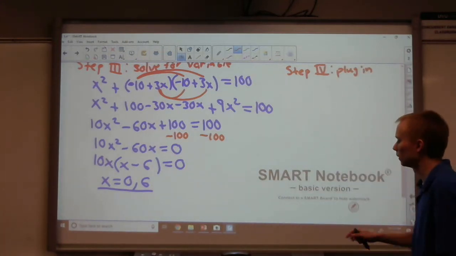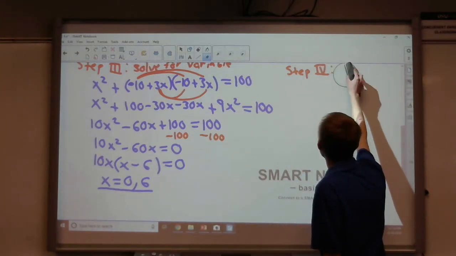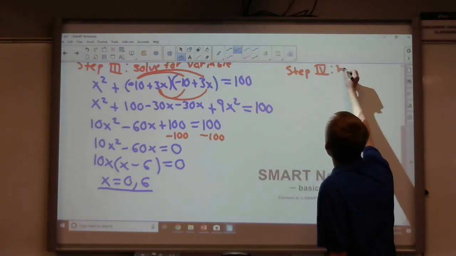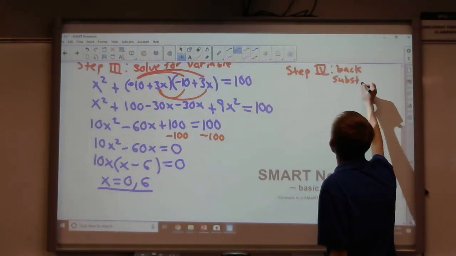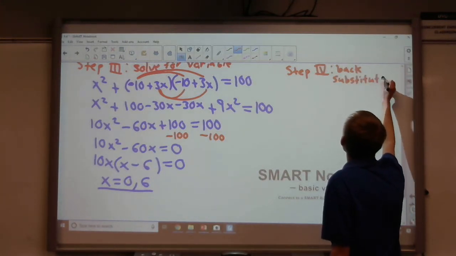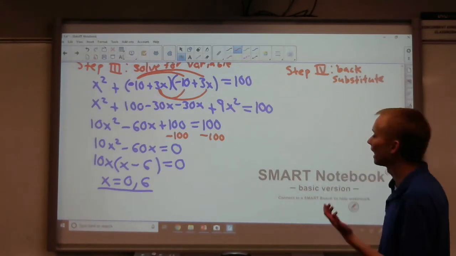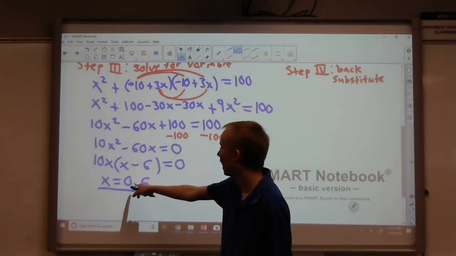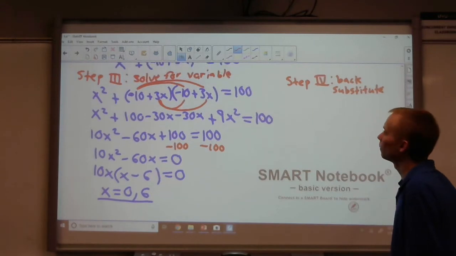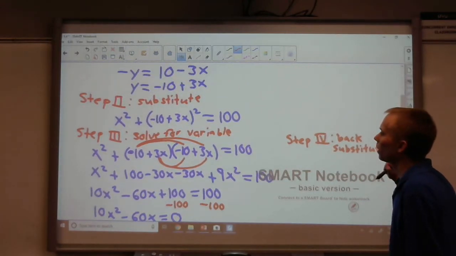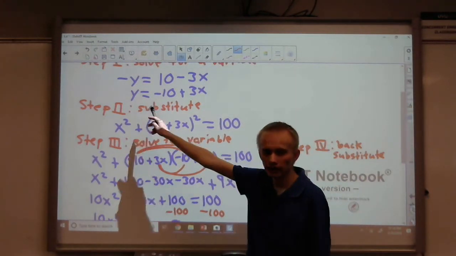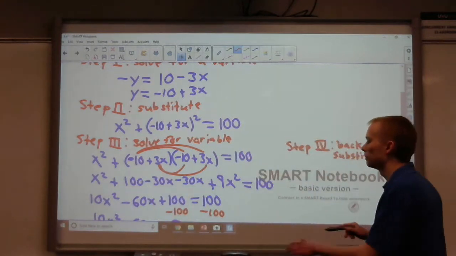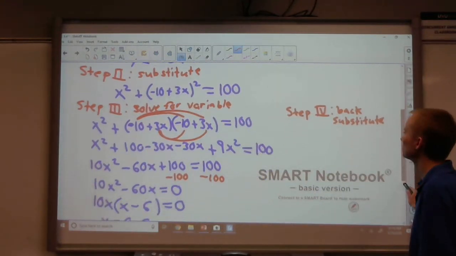So we're going to, well, I think the book calls this back substituting, right? Okay, so I'm going to back substitute. I'm going to take these x's and find out what y is. So the equation that I should use is the one that's solved for y, right?